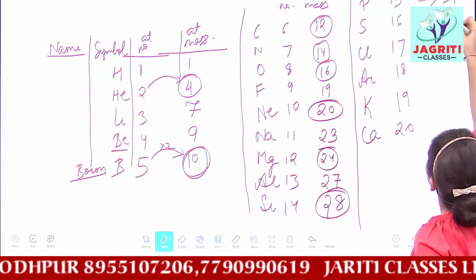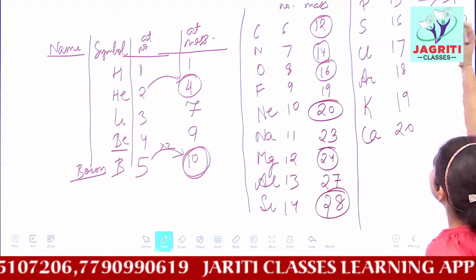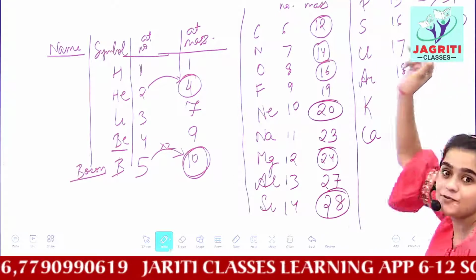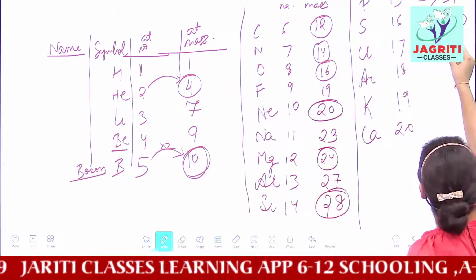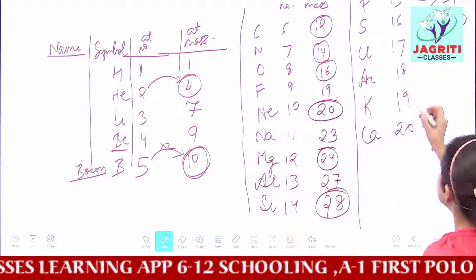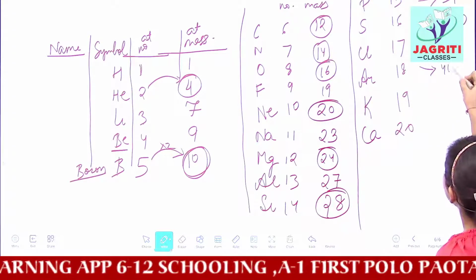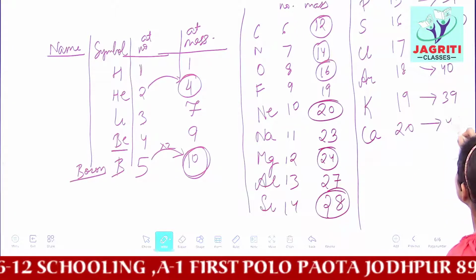The mass of sulfur is 32. So this is double the number. The mass of chlorine, I have repeated it 10 to 100 times, is 35.5. It is based on the average mass of its isotopes. Then the mass of argon is again 40. This gives you 39, and this is again 40.